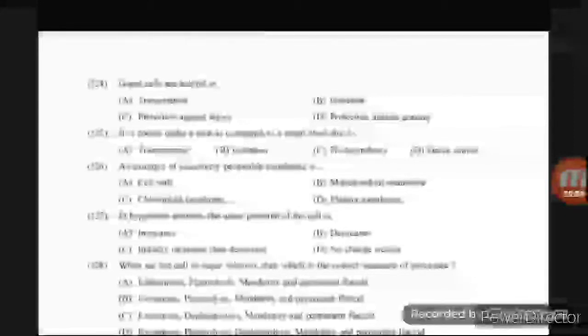An example of a selectively permeable membrane is the plasma membrane. So option D, the plasma membrane, is the correct option for question number 126.